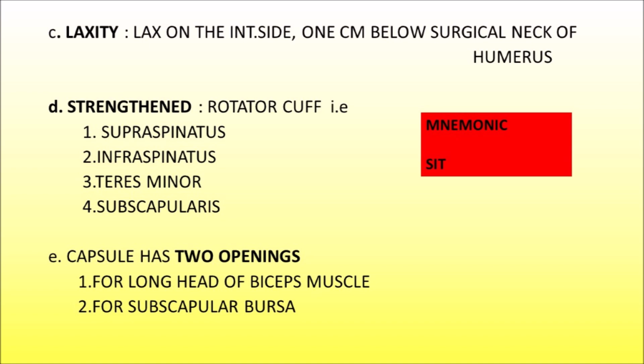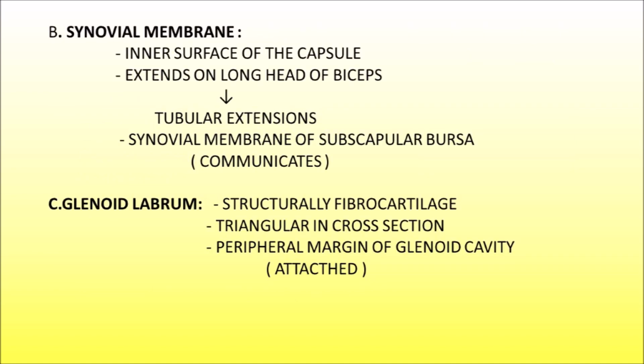The capsule has 2 openings, for the long head of the biceps muscle and for the subscapular bursa. The second structure after the capsule is the synovial membrane. The synovial membrane lies on the inner surface of the capsule and has a tubular extension that extends on the long head of the biceps, and this tubular extension communicates with the synovial membrane of the subscapular bursa.